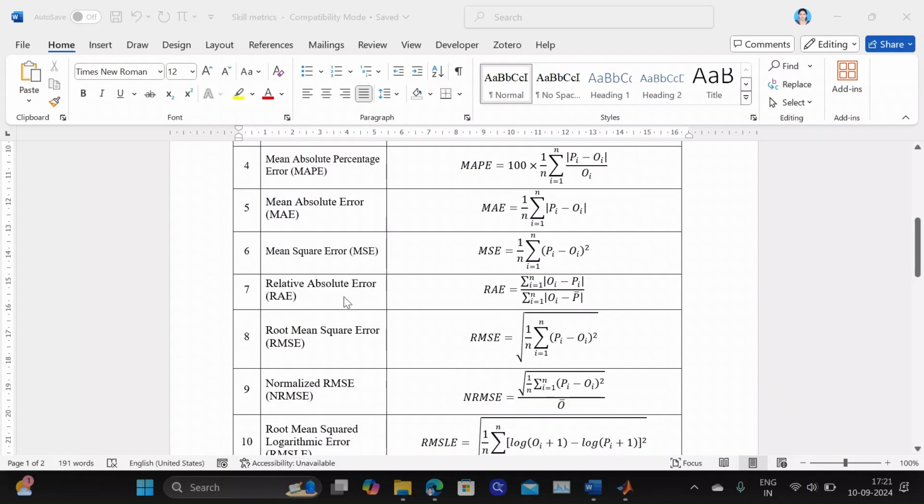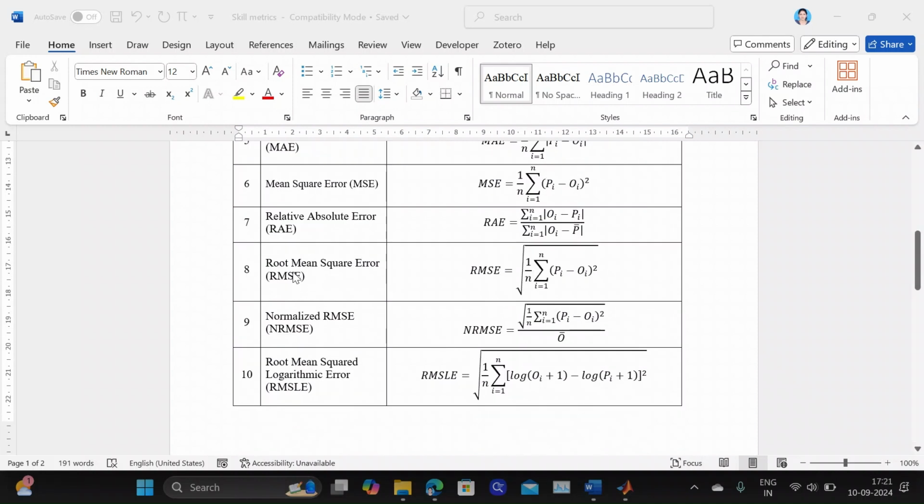The seventh metric is relative absolute error. So the RAE formula is summation i equals 1 to n, the absolute value of Oi minus Pi, divided by summation i equals 1 to n of the absolute values of the differences, Oi minus O bar, which is the mean.